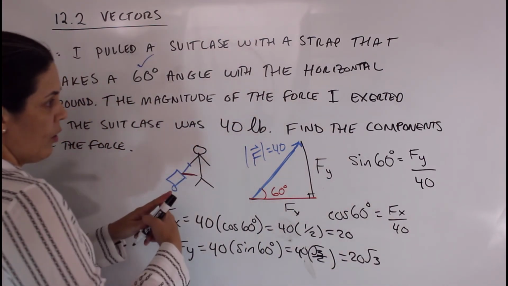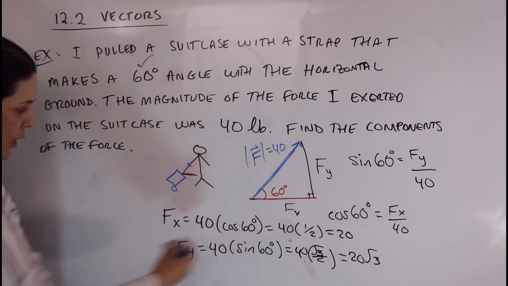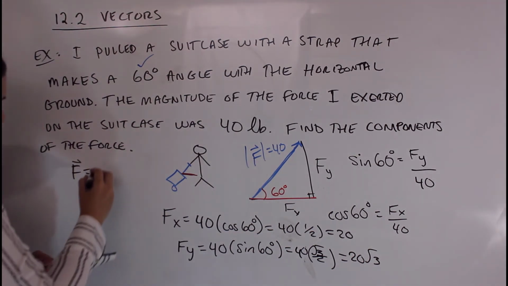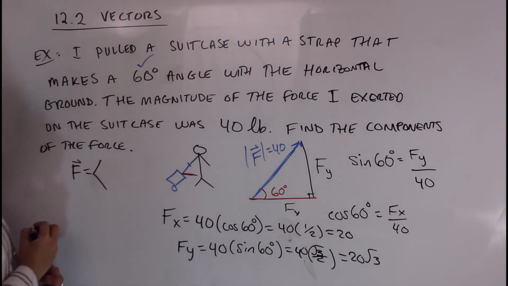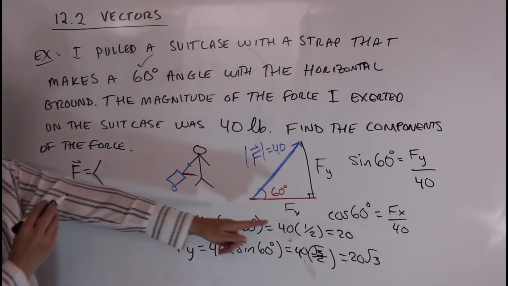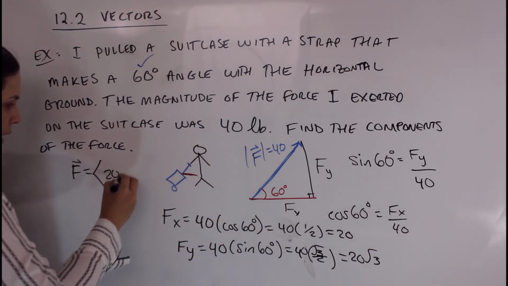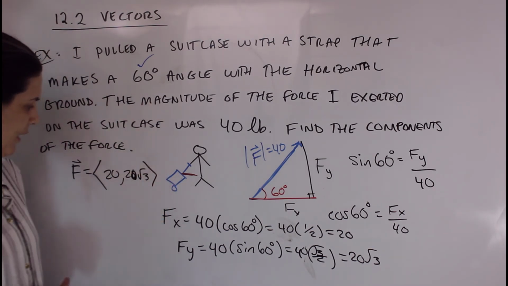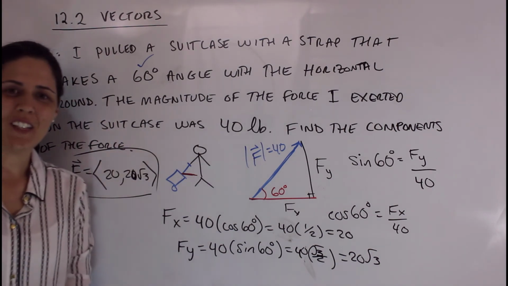So the components, you can go ahead and write it like that, or we'll put it back in vector form, as in the first place. So that's going to be our force vector F: x component is 20, y component is 20 square root 3. Alright, there it is. So that's it for this one.